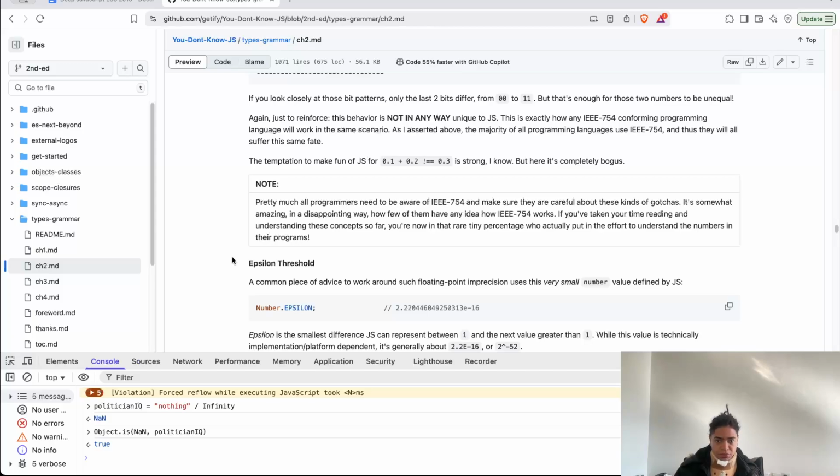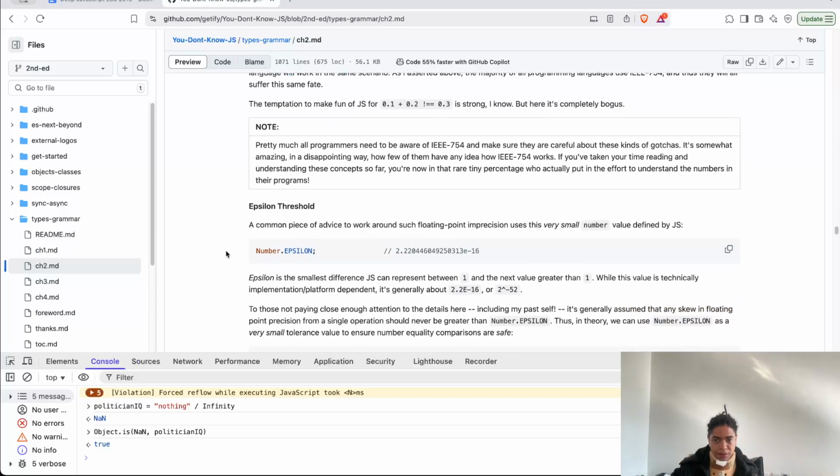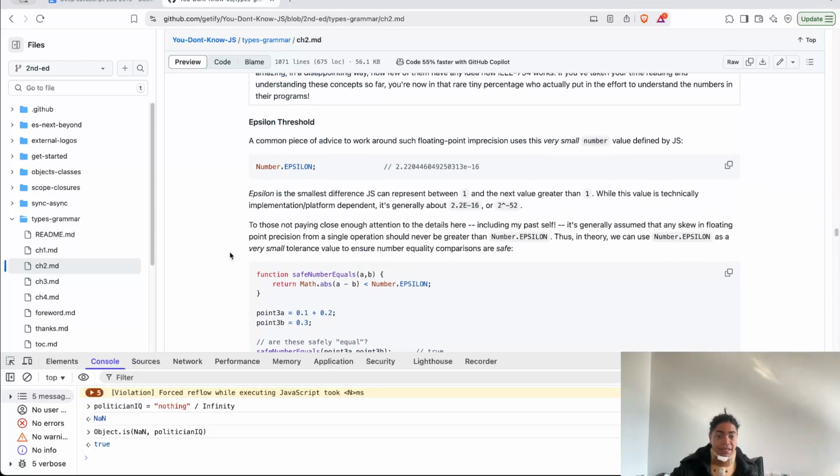Pretty much all programmers need to be aware of IEEE 754 and make sure that they are careful about these kinds of gotchas. It is somewhat amazing, and a disappointment, how few of them have any idea of how IEEE 754 works. If you've taken your time reading and understanding this concept so far, you are now in that rare tiny percentage who actually put in the effort to understand numbers in their programs. At the end of the day, whatever tool you use, you need to learn about it, you need to know that.